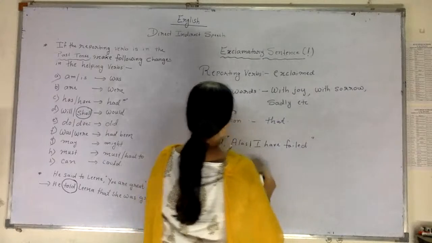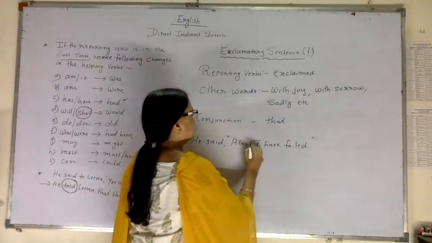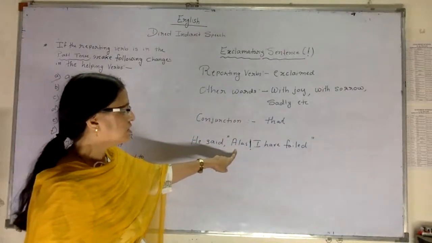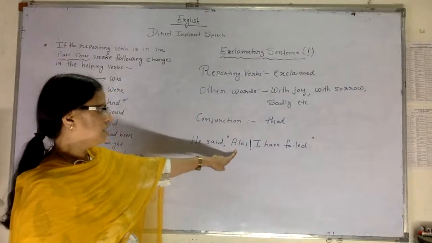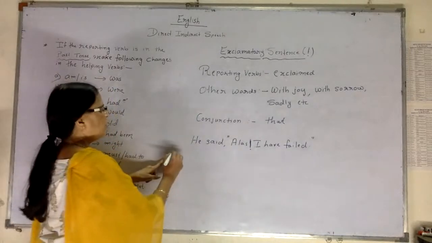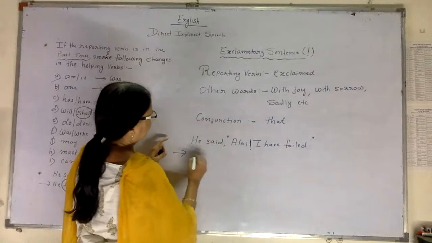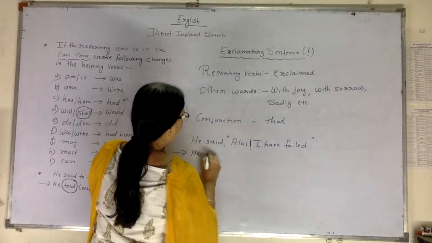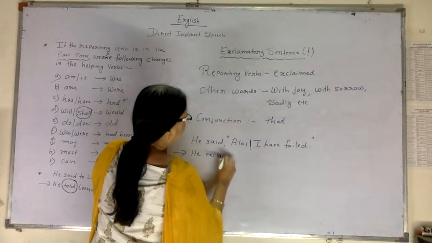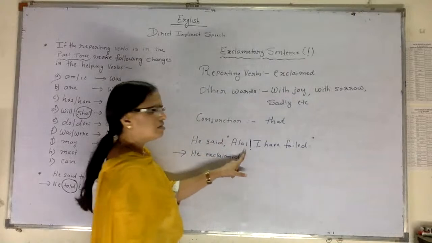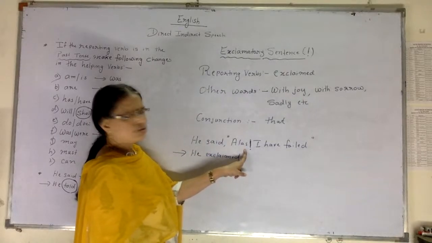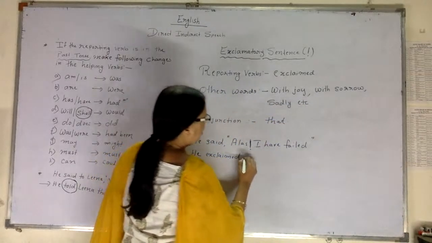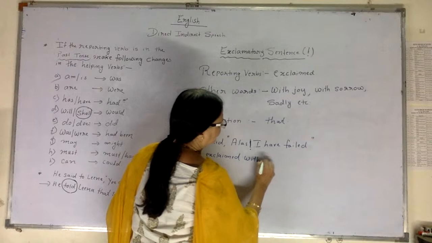Now what happens? See here, "alas" tells you it is a sad expression. Dejected, sad it is. And therefore, when you are changing it into indirect speech, how will you use it? You use the reporting verb "exclaim." Now you know "alas" shows sorrow, sadness, so you can write "with sorrow." He exclaimed with sorrow.